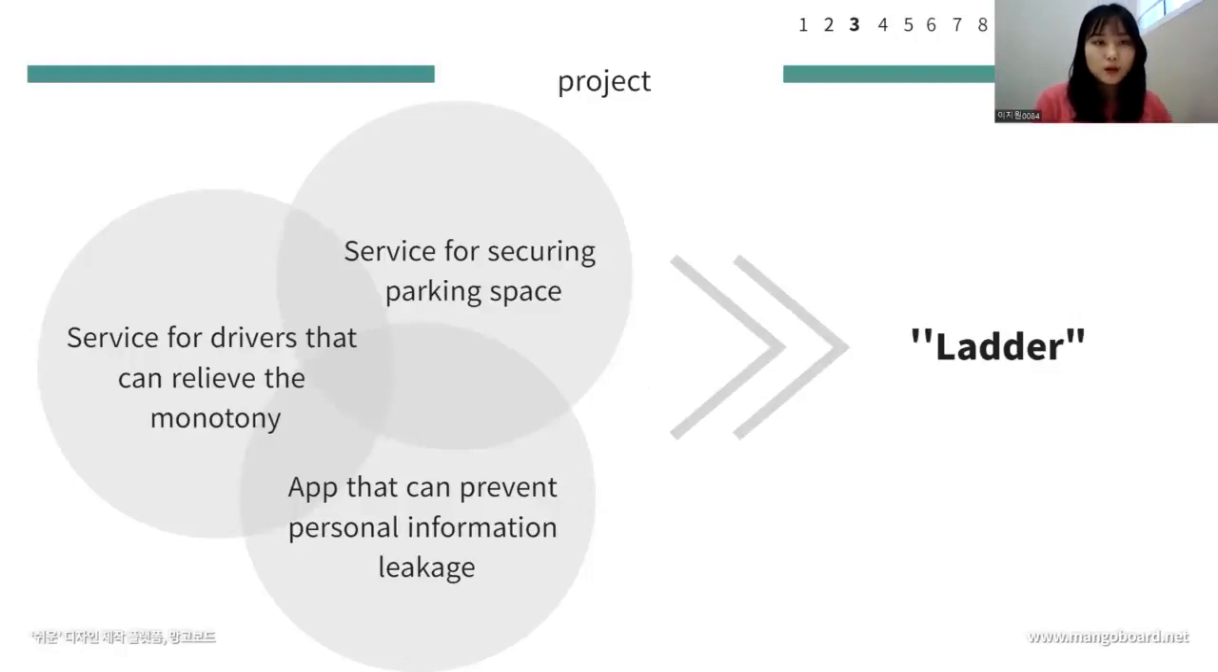Some solutions we talked about in the early weeks were something like this: a service for securing parking space, or a service for drivers that can relieve the monotony, or an app that can prevent personal information leakage. However, most of these were so software-oriented that we had difficulty realizing them. So we canceled the ideas with the criterion I mentioned earlier. Through this kind of process for a few weeks, we finally decided to design the ladder.